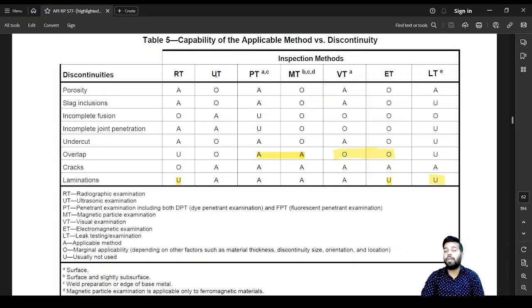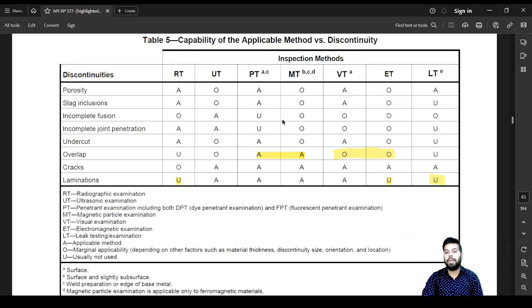But same thing with UT. In UT, volumetric discontinuities can be seen, but you cannot identify what kind of discontinuity it is. That is, in UT you can see a signal for porosity, but you will not be able to exactly call whether it is porosity or not. There is some interpretation involved there. So you might get confused between slag inclusion and porosity, because both are going to generally create a signal. Okay, but incomplete fusion and lack of penetration can be easily seen. Undercut and overlap cannot be seen. Crack and lamination are most easily seen.